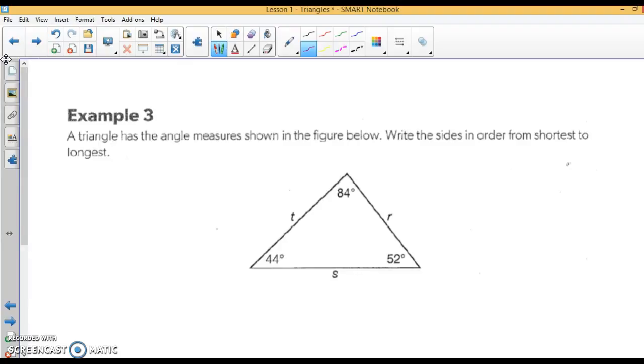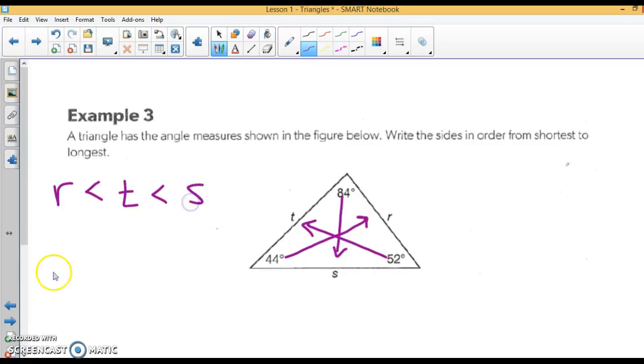A triangle has the angle measures shown in the figure below. Write the sides in order from shortest to longest. All right, well, the smallest angle is 44. So the shortest side is R. R is less than, 52 is next, T, and T is less than F. So, smallest to largest. Okay, shortest side is opposite the smallest angle.